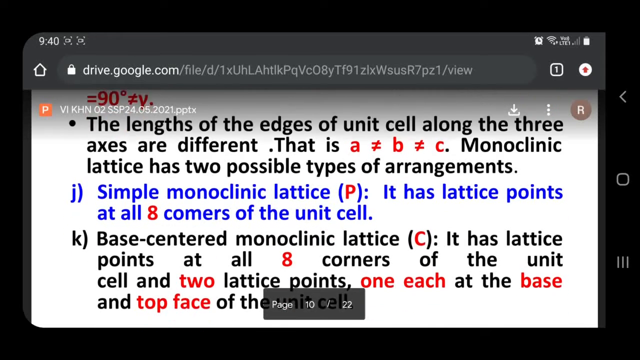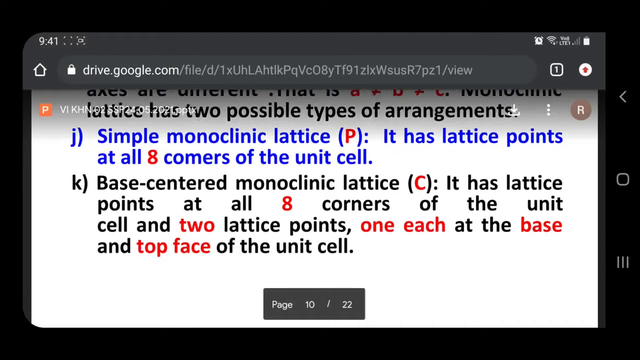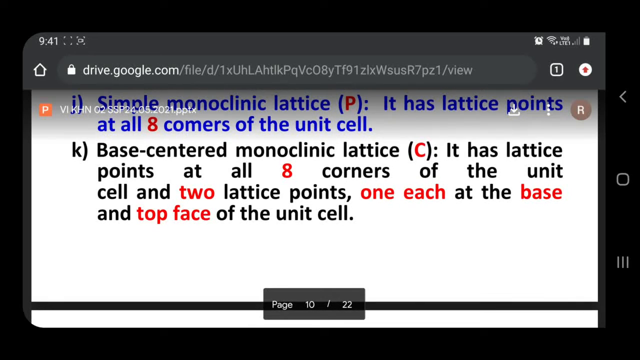It has two possible types of arrangements: simple monoclinic lattice. It has lattice points at all 8 corners, so it is primitive, and it is having the second type of Bravais lattice, that is base centered monoclinic lattice, which is C type. It has lattice points at all 8 corners of the unit cell, and two lattice points, one each at the base as well as at the top face of the unit cell.